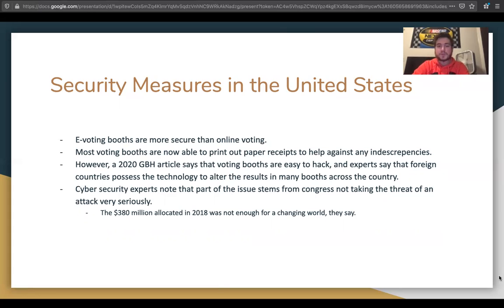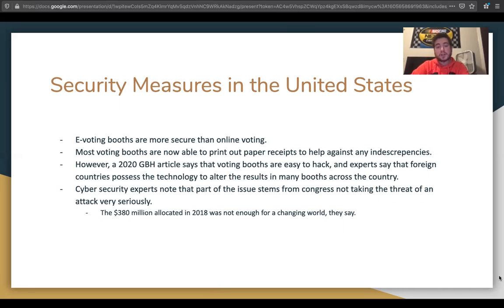Most voting booths, as we've talked about, are now able to print out paper receipts to help against discrepancies, but still, not all of them. It's just most of them at this point. A GBH article from 2020 says that voting booths, though, are easy to hack, and that experts say that foreign countries can have the technology to get in there and alter those machines and make them report funky things. So there is the ability to hack these voting machines.